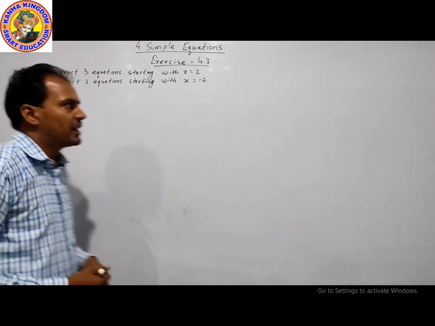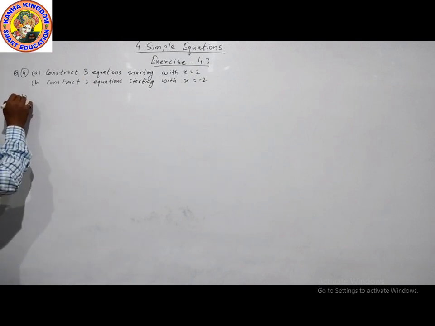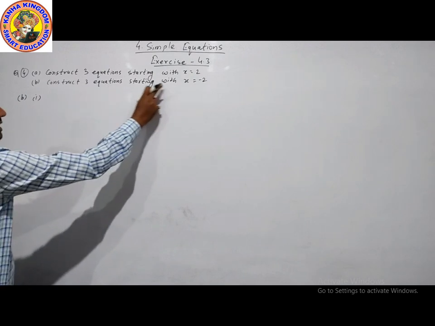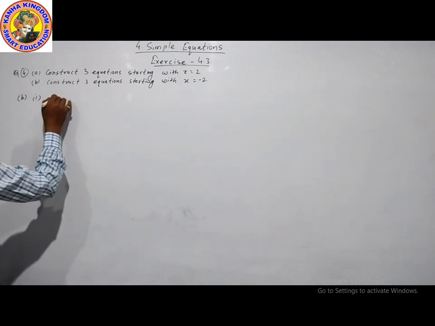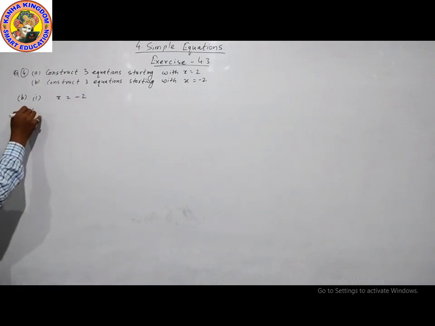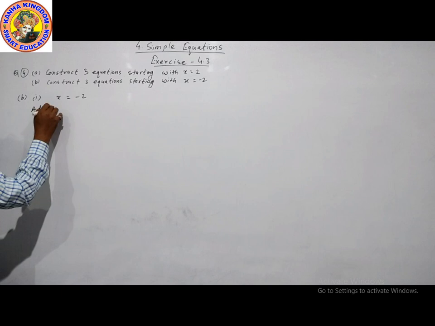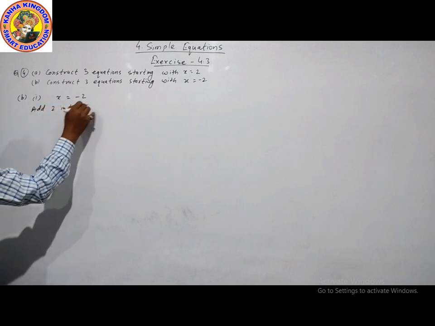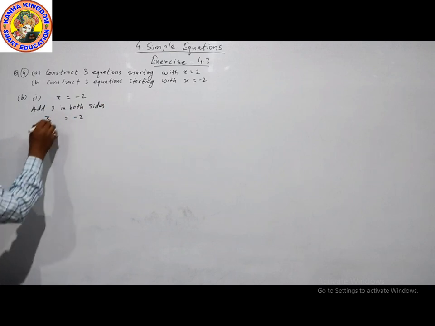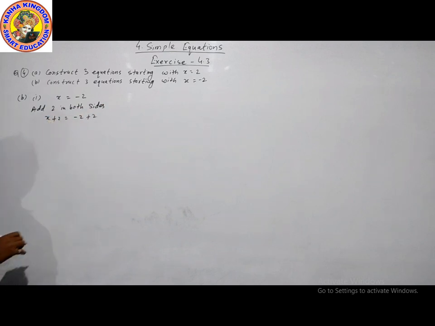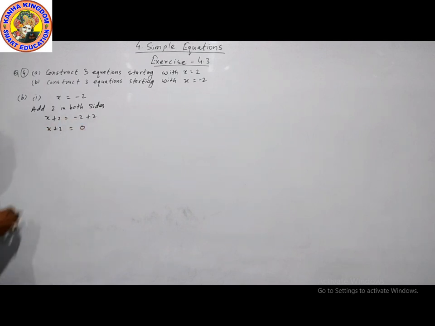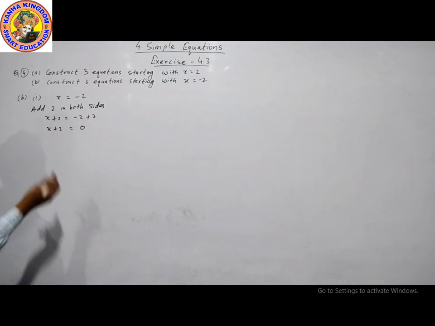Now our next part is part B. Construct 3 equations starting with x is equal to minus 2. The starting is x is equal to minus 2. First operation, add 2 in both sides. x is equal to minus 2. We will add 2. So x plus 2, 2 minus 2, 0. In next step, we will divide.